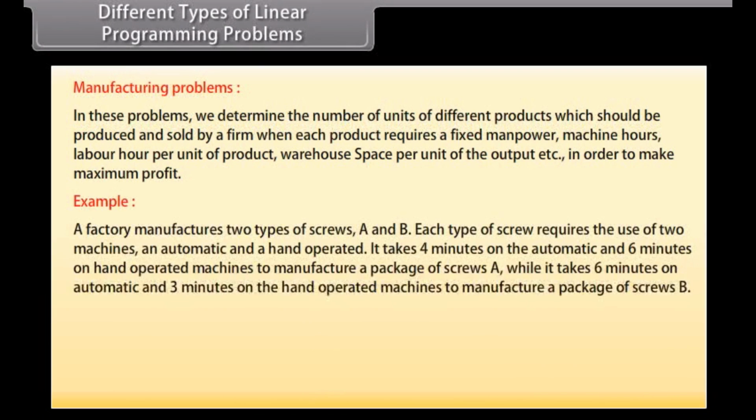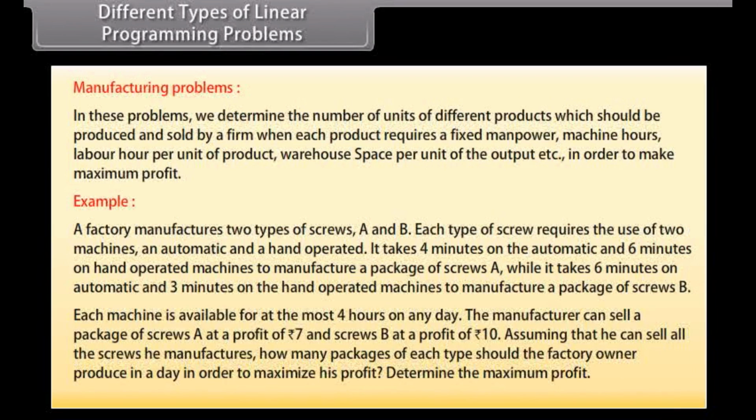Example. A factory manufactures two types of screws, A and B. Each type of screw requires the use of two machines, an automatic and a hand-operated. It takes 4 minutes on the automatic and 6 minutes on the hand-operated machine to manufacture a package of screws A, while it takes 6 minutes on the automatic and 3 minutes on the hand-operated machine to manufacture a package of screws B. Each machine is available for at most 4 hours on any day.